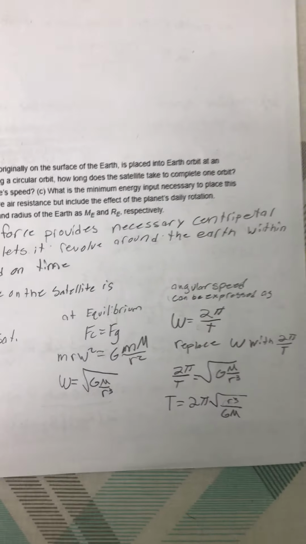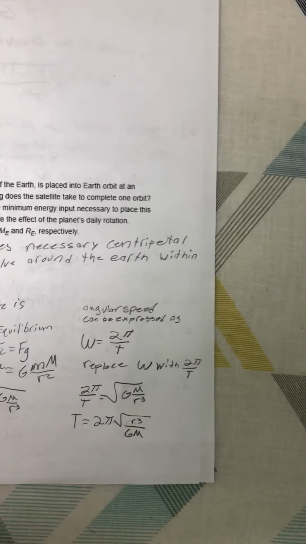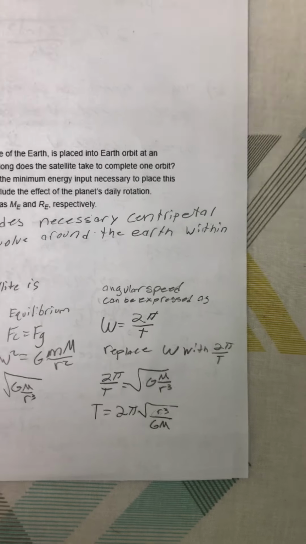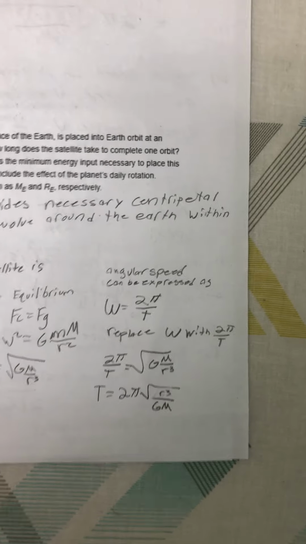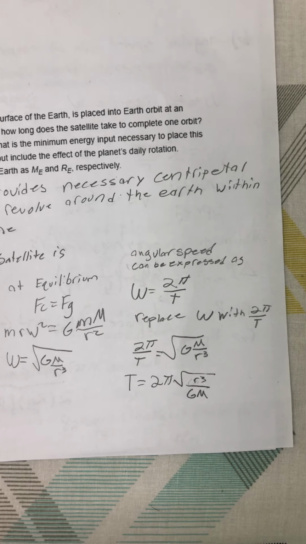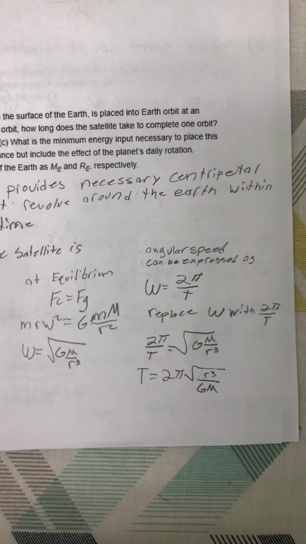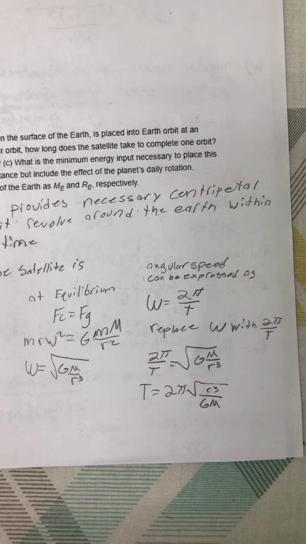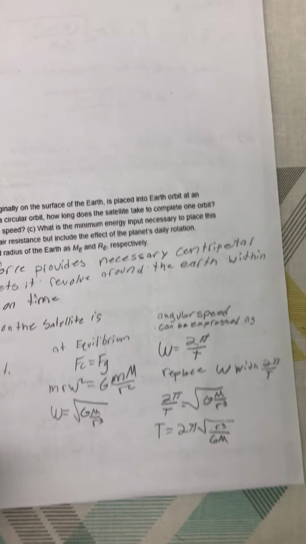Our angular speed can be expressed as 2 pi over T, and then when we replace w with 2 pi over T and solve for T, we get T is equal to 2 pi times the square root of r cubed over GM. Moving on to our calculations.